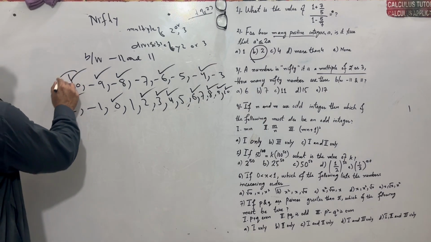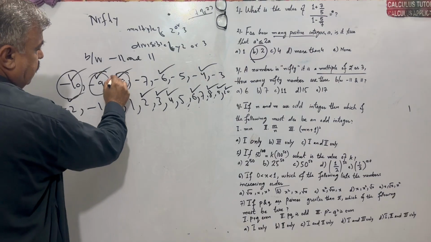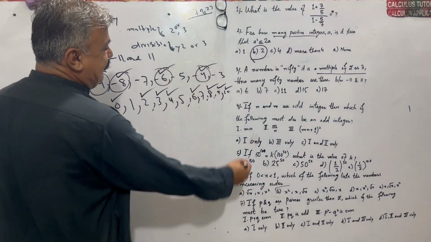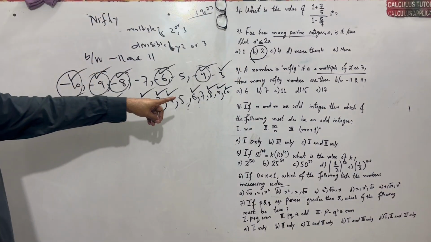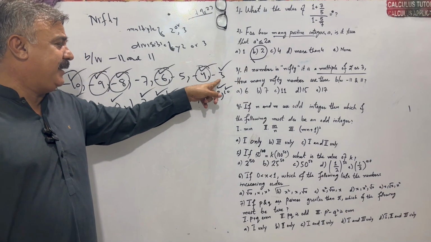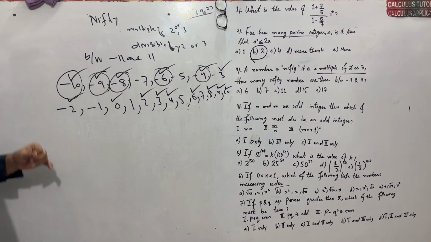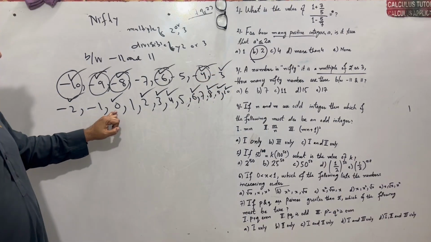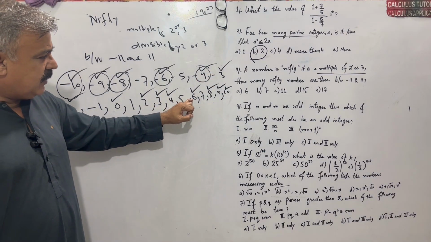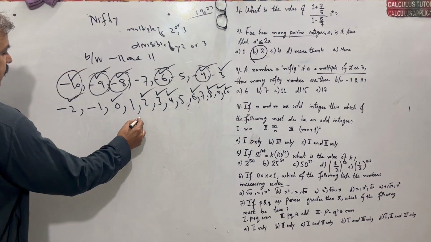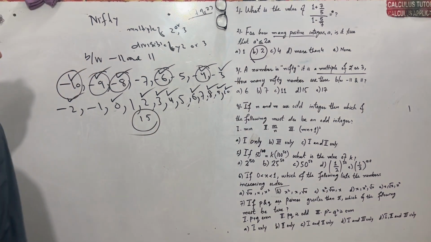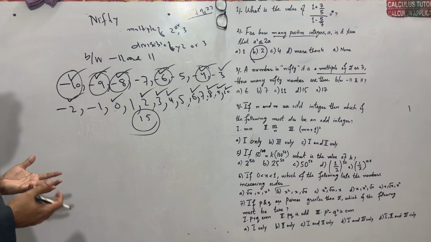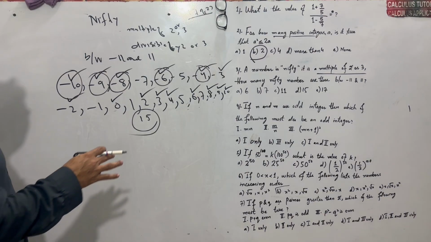Let me count again. This is also divisible by 3. We have missed 3. 3 is a multiple of 3. Minus 3 is a multiple of 3. So there are now 15 numbers. 1, 2, 3, 4, 5, 6, 7, 8, 9, 10, 11, 12, 13, 14, 15. So there are 15 numbers between minus 11 and 11 that are multiples of 2 or 3, or divisible by 2 or 3.